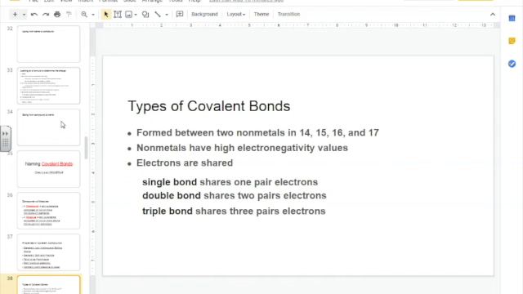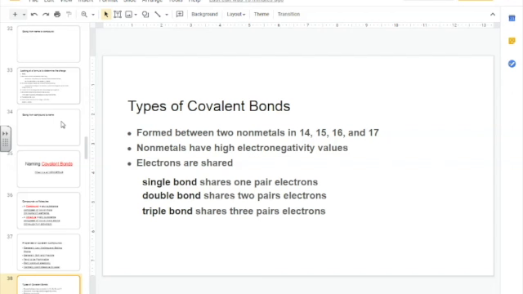So we know covalent bonds are formed between two nonmetals. Nonmetals have high electronegativity values because they're on the right side of the periodic table, and the electrons aren't shared. Now in ionic bonds, electrons are either gained or lost. So that's another difference between the two. In covalent bonds, they just share their electrons. They don't actually gain or lose them.